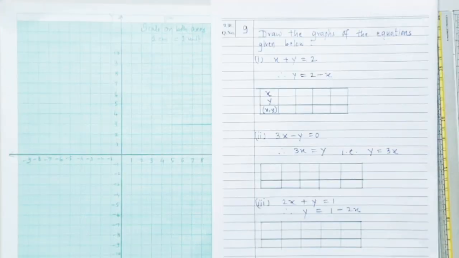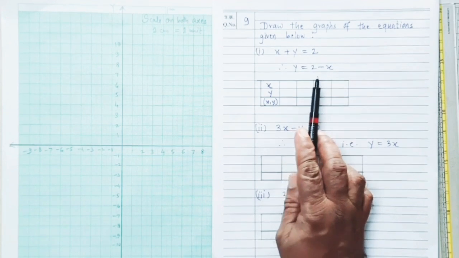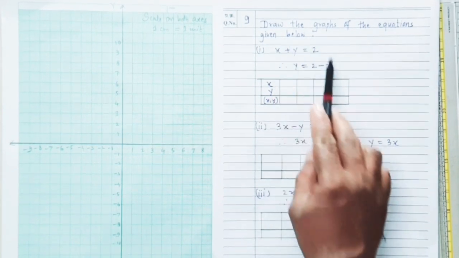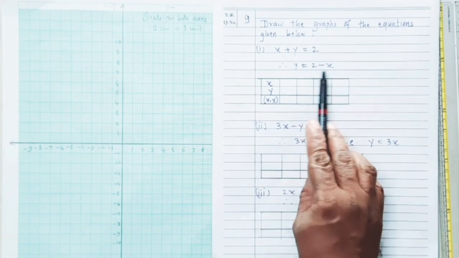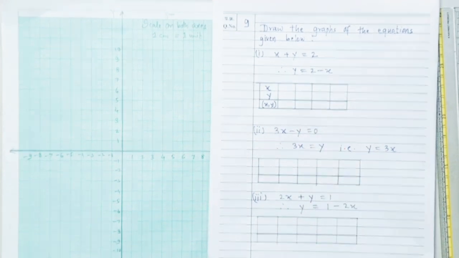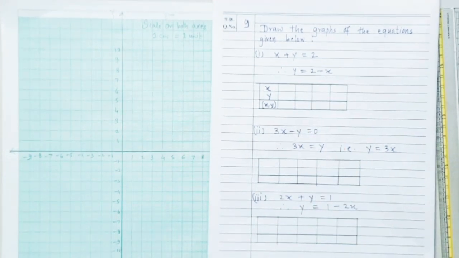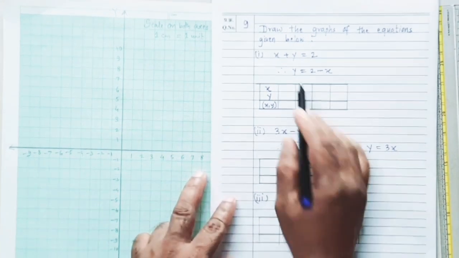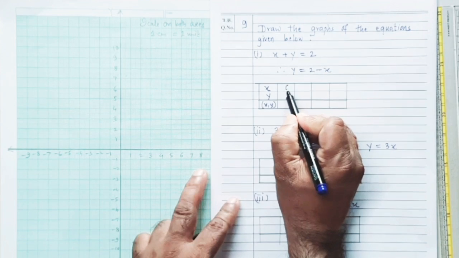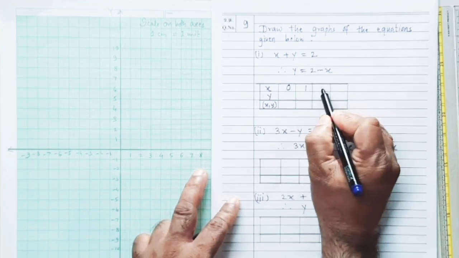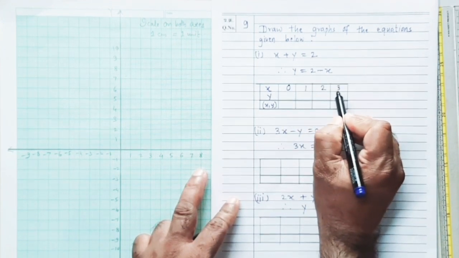Ninth example, draw the graph of the following equations given below. First equation is x plus y equal to 2. Therefore, y is equal to, this x will come on the right hand side, it will become minus x, 2 minus x, y equal to 2 minus x. Now we will choose 4 values of x and find the values of y. So we will choose x is equal to 0, 1, 2 and 3.